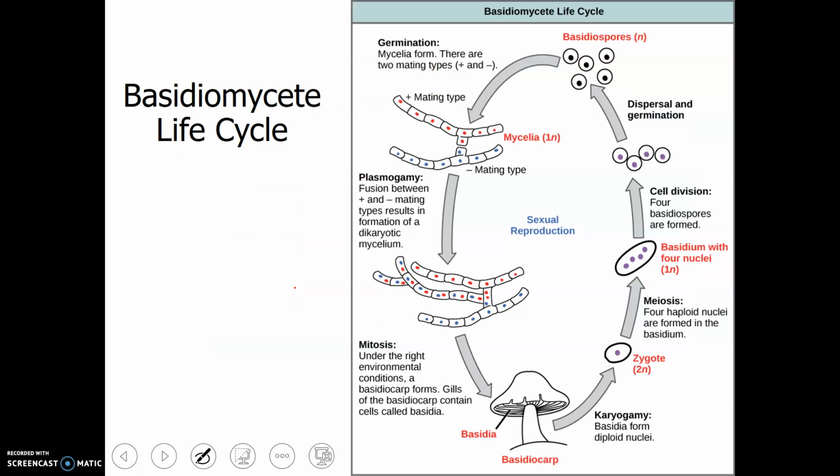They only undergo sexual reproduction. And basically, you have 2 mating types, positive and negative. Plasmogamy is when the nuclei fuse between the 2 mating types, and that results in a dikaryotic mycelium. Dikaryotic simply means that each of the individual cells of the mycelium have 2 haploid nuclei, one from each of the mating types. That dikaryotic mycelium undergoes mitosis.